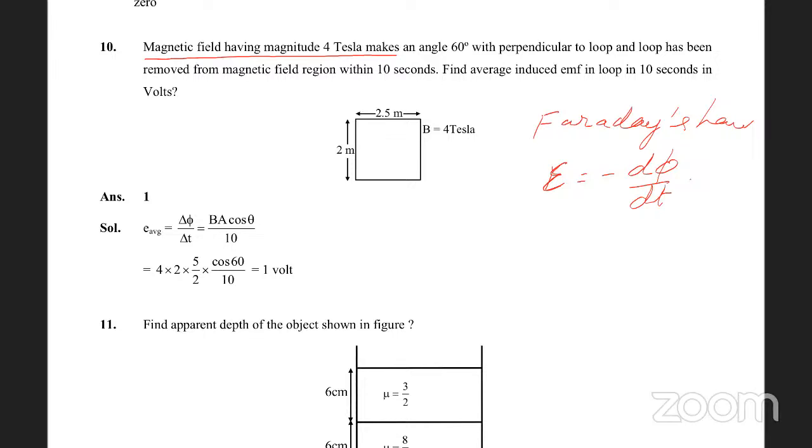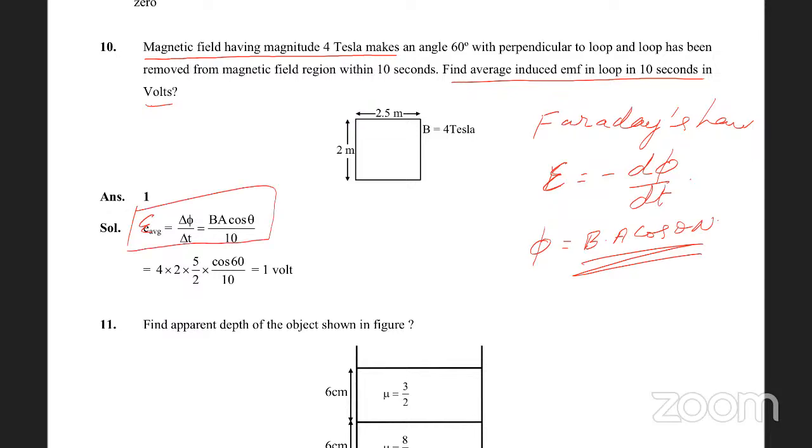Here we know the formula for phi is equal to B dot A, that is BA cos theta, into N, the number of turns. So the average EMF induced in 10 seconds is EMF induced equal to d phi by dt. D phi is BA cos theta, 10. Theta is given. The answer is 1 volt.